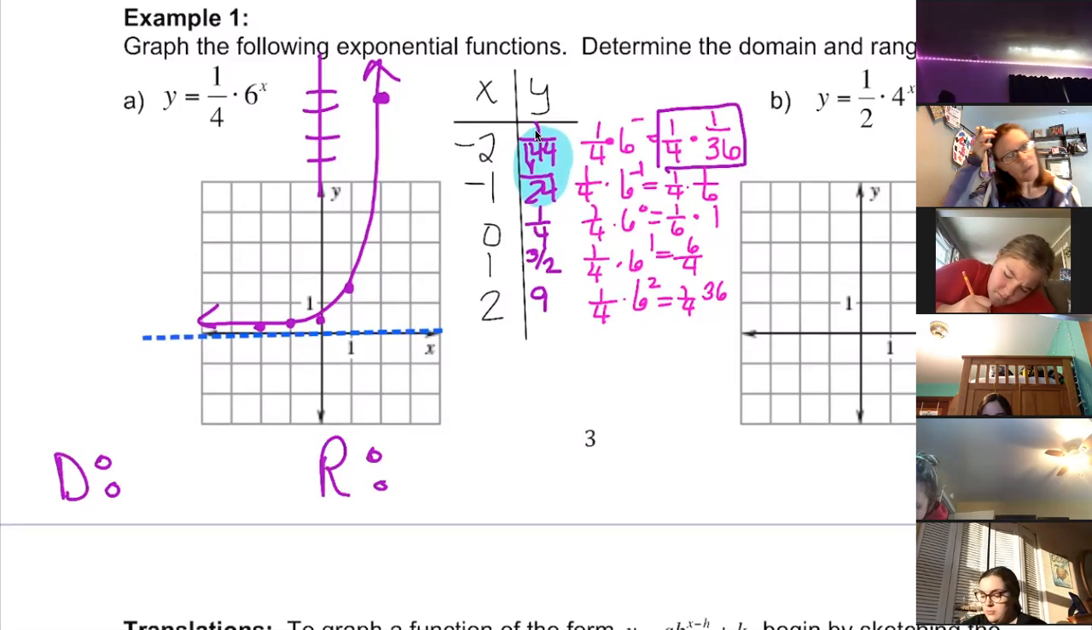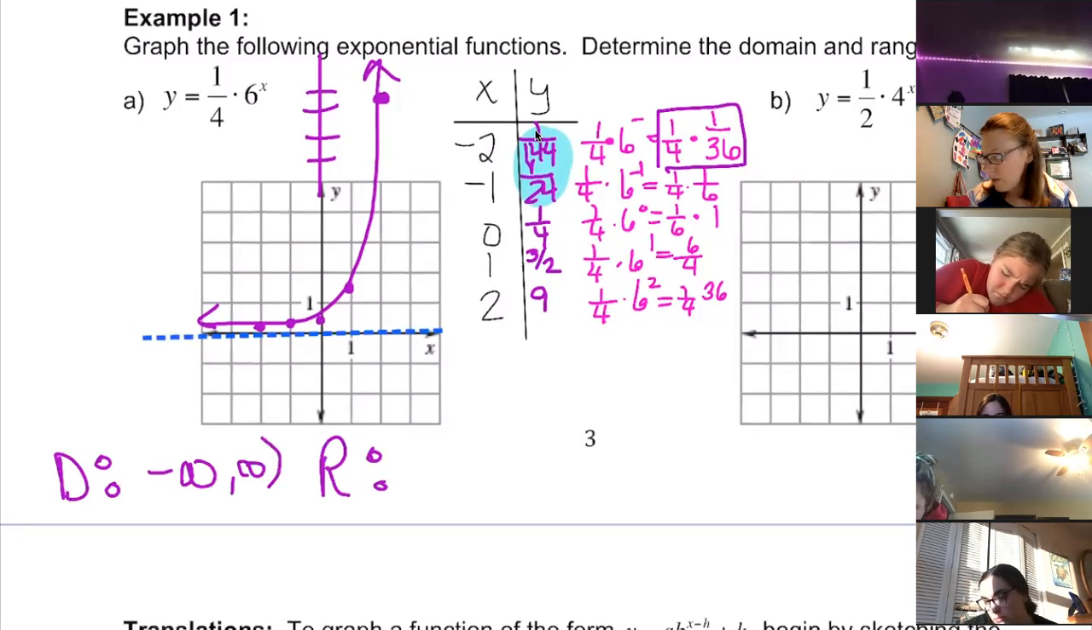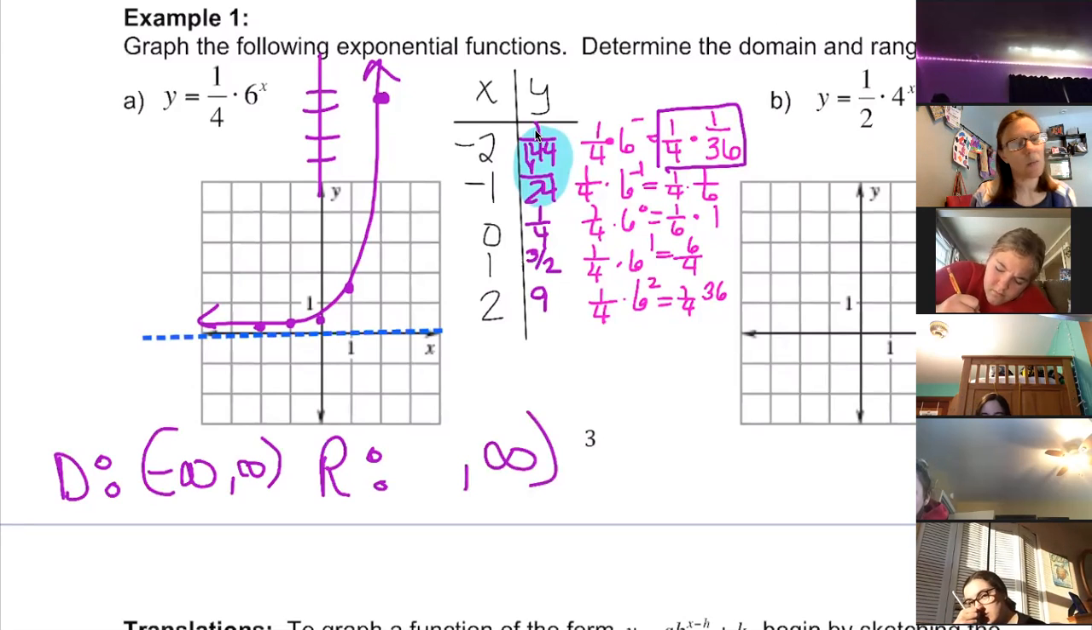Brooke, what would you say the domain is for this function? -infinity, +infinity. And how about the range? Is it 1/4 and +infinity? So what number is it going to get really, really, really close to? What's that x-axis value? 1/144. Correct. So that's the lowest point that we have graphed. But it's going to continue to get closer and closer and closer to this horizontal line. And that horizontal line is at 0.